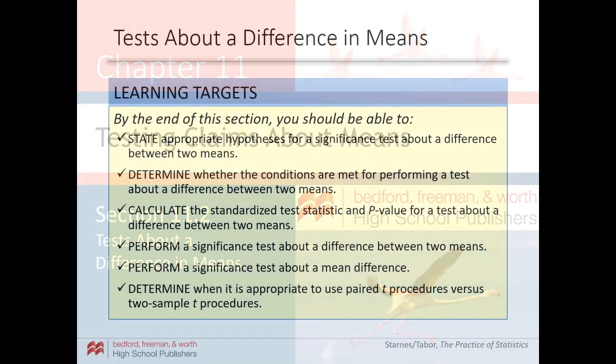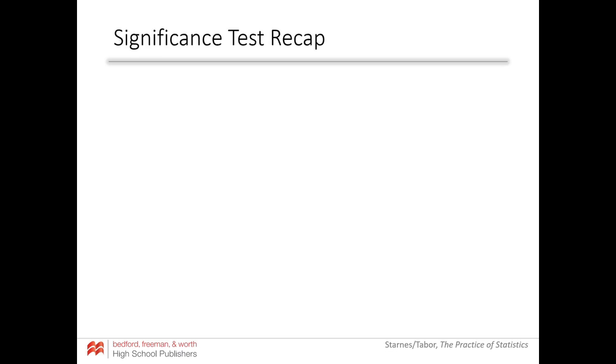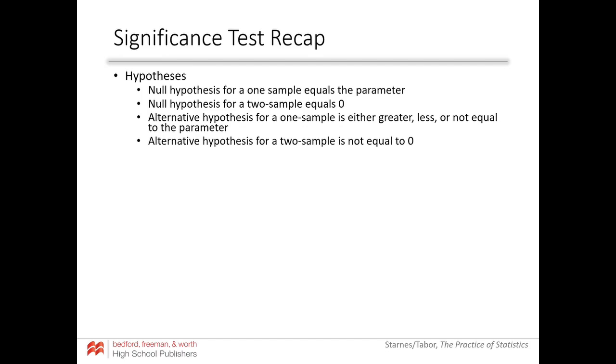So we're going to do those significance tests, looking at stating the appropriate hypotheses, performing significance tests, looking at how to find p-values, and we're also going to compare the difference between paired t procedures and two-sample t procedures. So we're going to go back to that paired data that we talked about last chapter. All right, before we do that, let's kind of recap significance tests just in general. We did do this before we left and a couple chapters ago. So let's look at the hypotheses first.